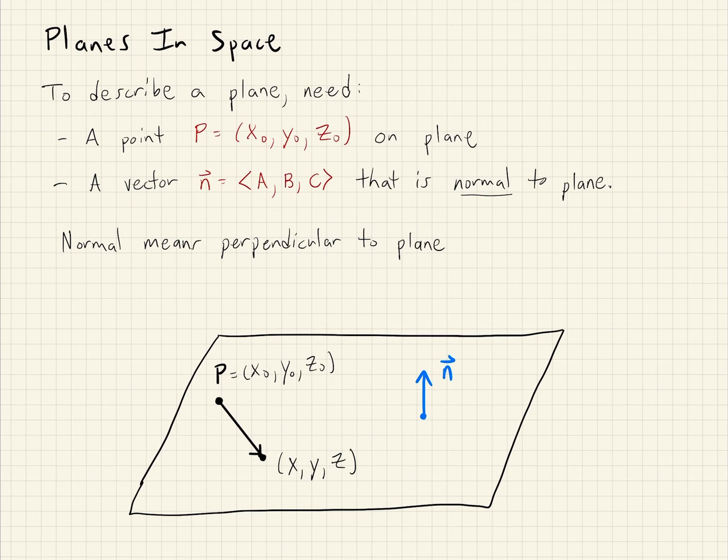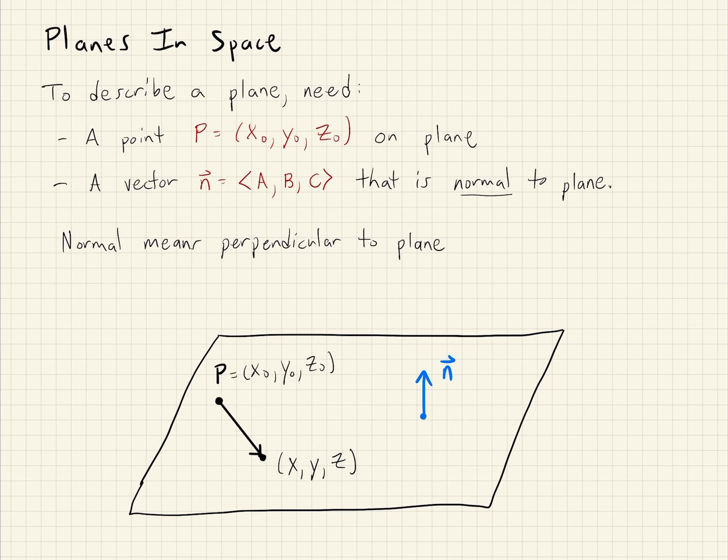Now, I'm going to give you a little bit of an idea behind how we derive this formula I'm about to show you on the next page. So let's take P, our point that's on our plane, and let's just draw it right here. That's our point P having coordinates x0, y0, and z0. Let's suppose I want to know which points in space are also on this plane. Let's take a point with coordinates x, y, z. How do I check to see if that point is on this plane?